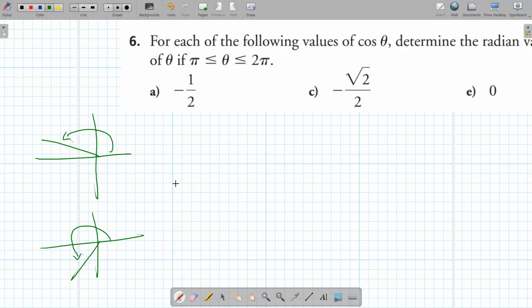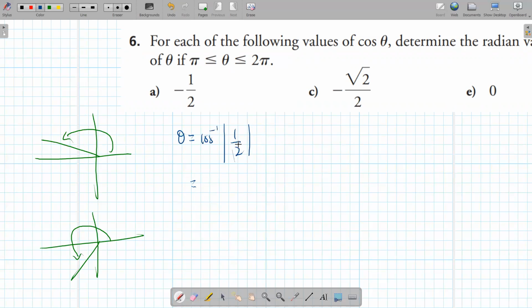To do this, step 1, you need to find the related acute angle. To find it, you take the cos inverse of the absolute value of the ratio. You don't care about the negative sign, because the related acute angle is always positive. I think that's 30, but I'm going to double check. It's 60.